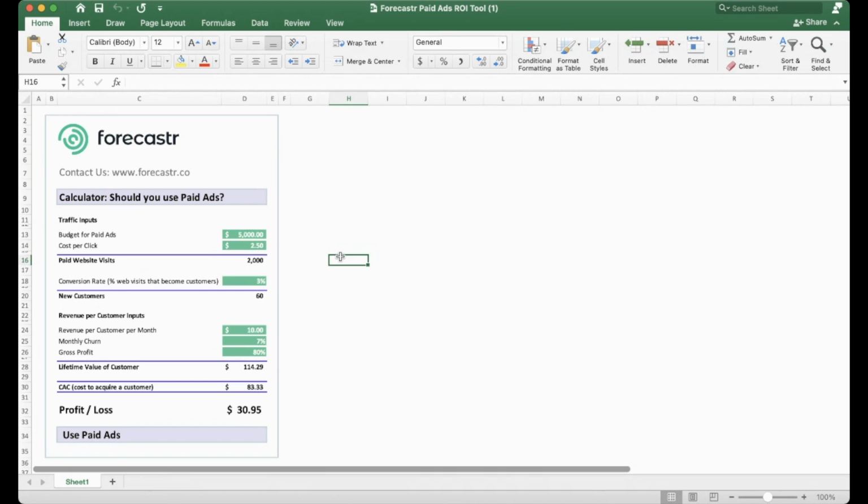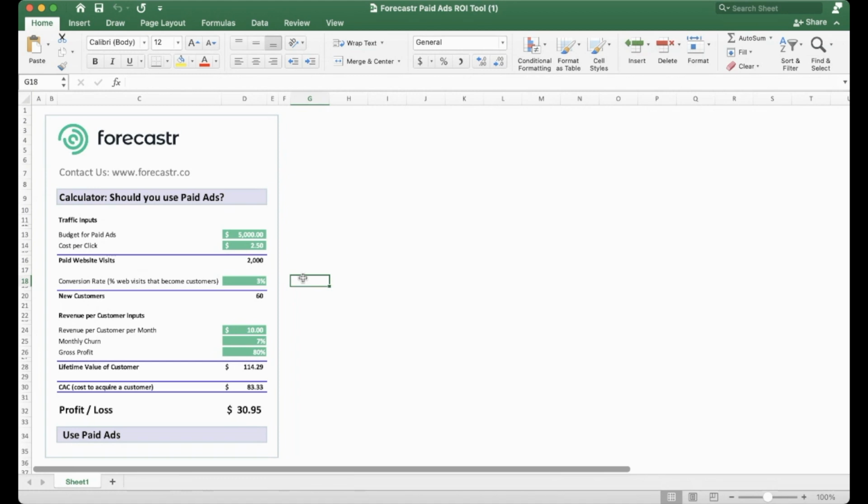So if you assume in this case that we can convert 3% of these 2,000 people that come to our website, theoretically we should get 60 new customers that come specifically from this particular paid ad campaign this month. This is something you can research if you've never done paid ads before, and try to determine what an average conversion rate is for your industry or for the type of customer you're going after.